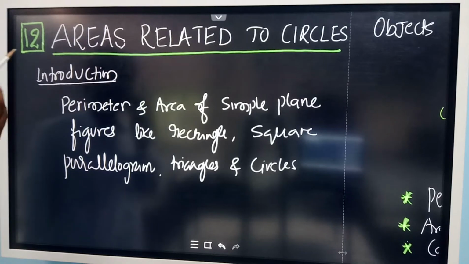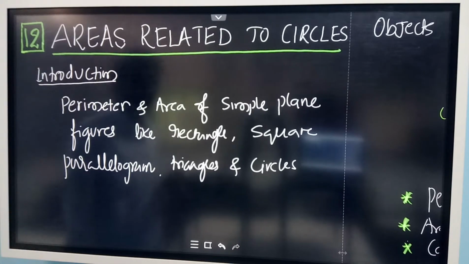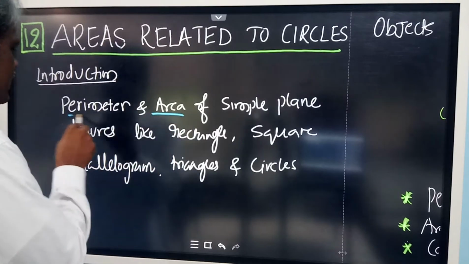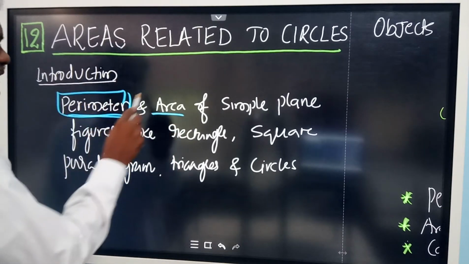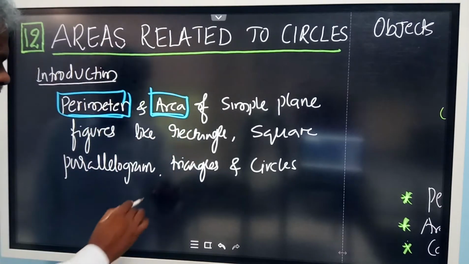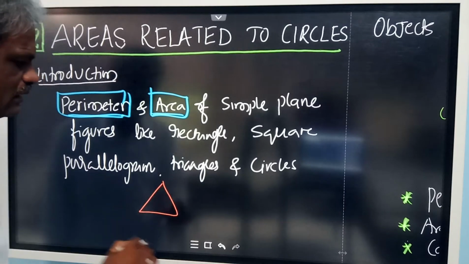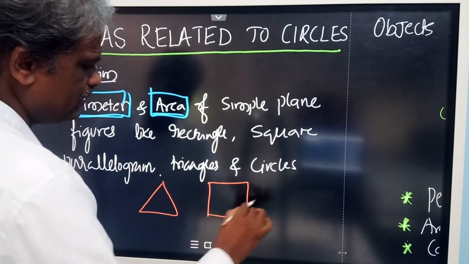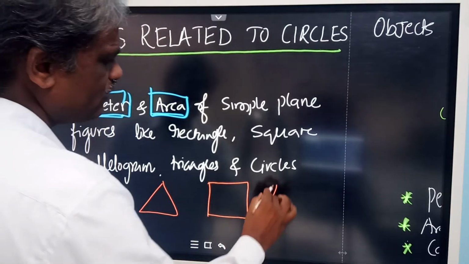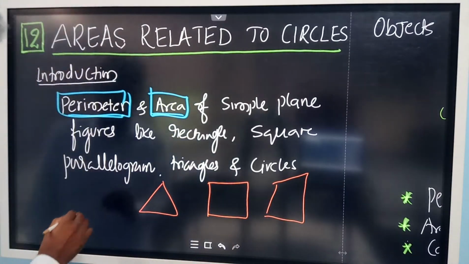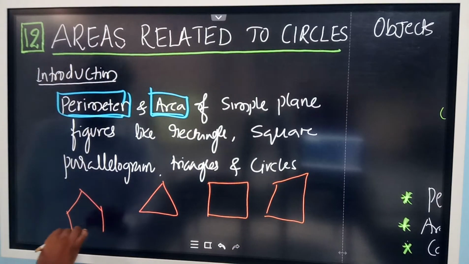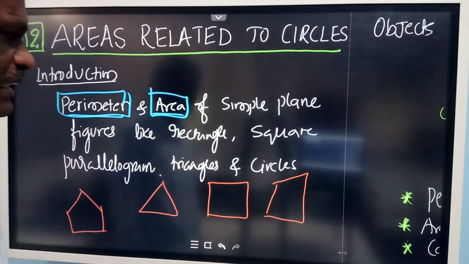So, areas related to circles. You have learned some of the concepts related to area and also perimeter. What is perimeter, what is area, that you have learned. Suppose a closed figure: a triangle is a closed figure, a rectangle or a square or any quadrilateral, a rhombus, a pentagon. These are all closed plane figures, two-dimensional figures.